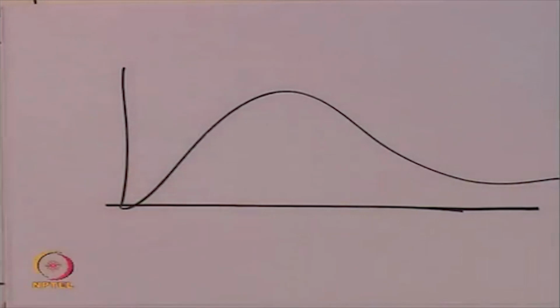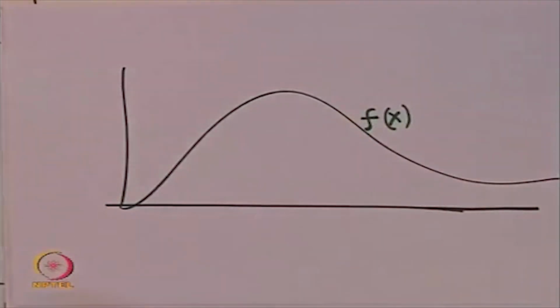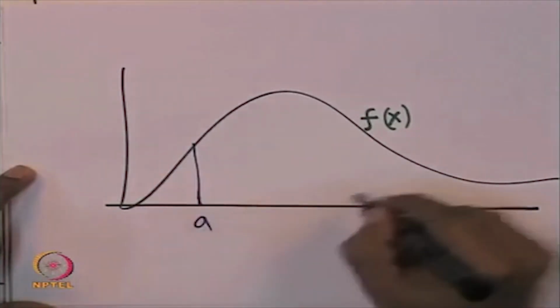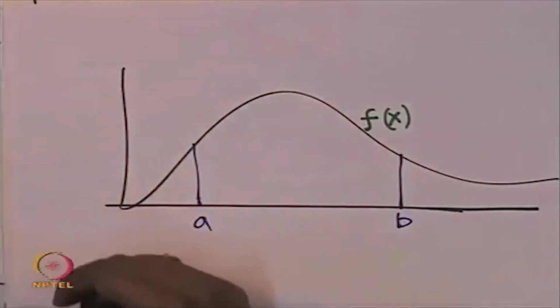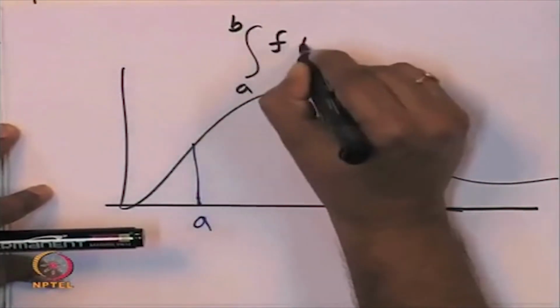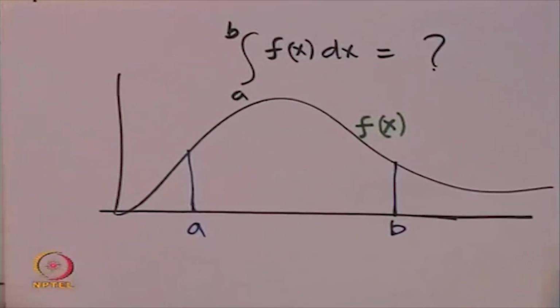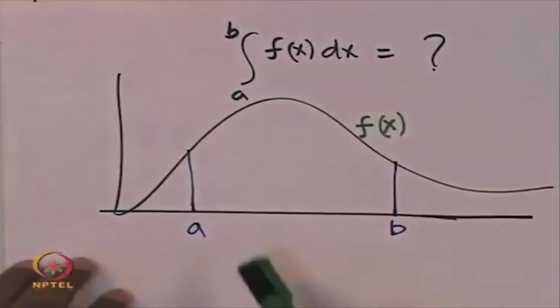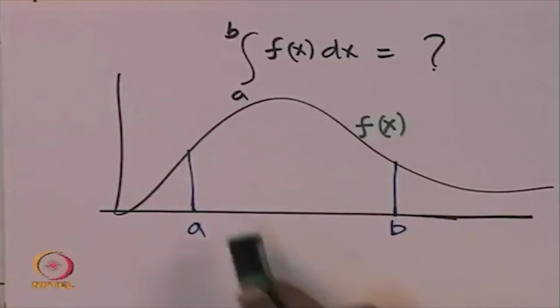Now, we wanted to have some integral of this function. Let me call this function f of x, and we want to integrate this function between this point and this point. Let us call this a, and this b. What we want to calculate is the integral of f of x dx from a to b. From what we learned last time, it is nothing but the area under this curve between these 2 points.